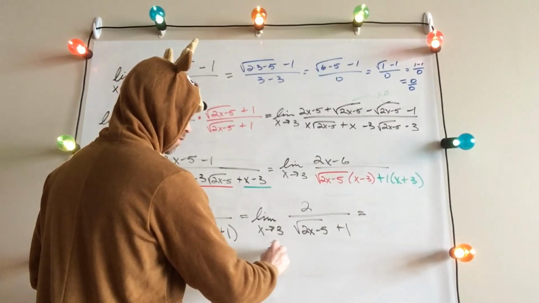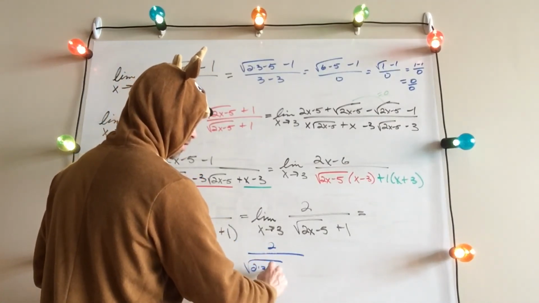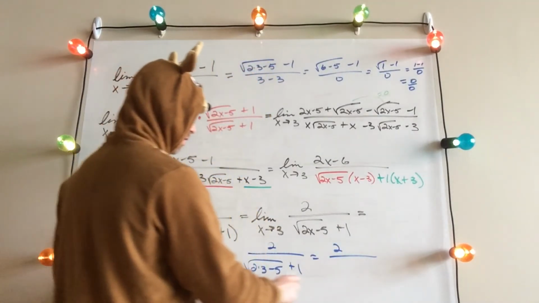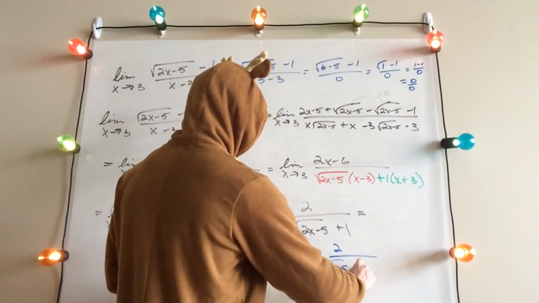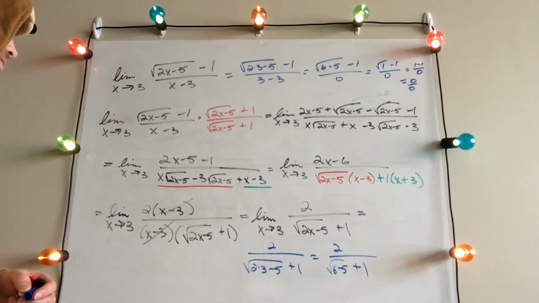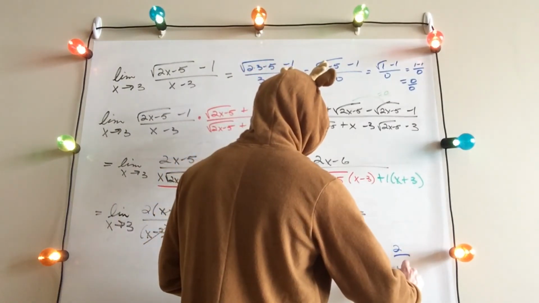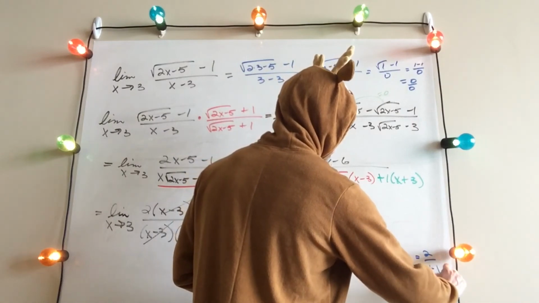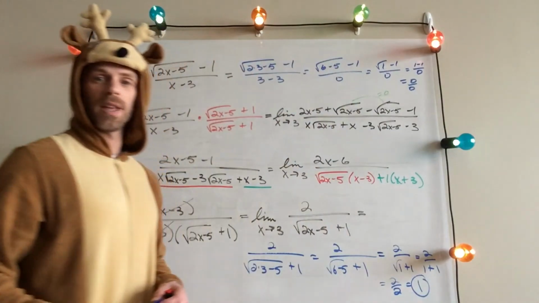So we're at 2 over 2 times 3 minus 5 plus 1. 2 times 3 is 6. Minus 5 plus 1. Square root of 1 plus 1. 2 over 1 plus 1. 2 over 2. And we get a 1.